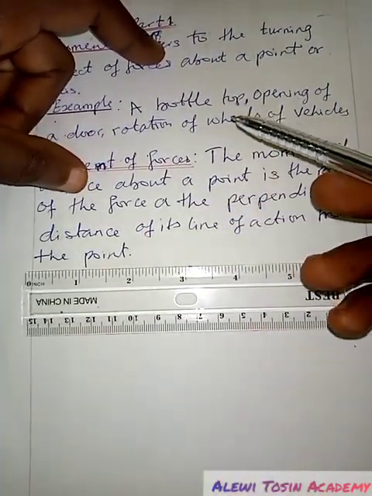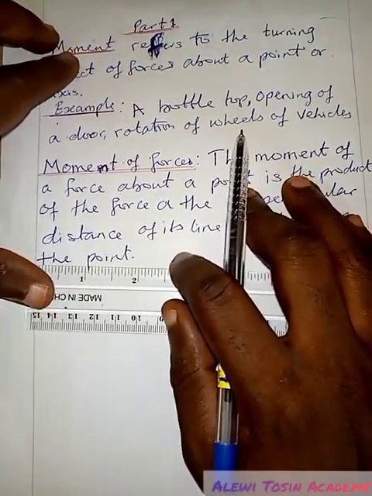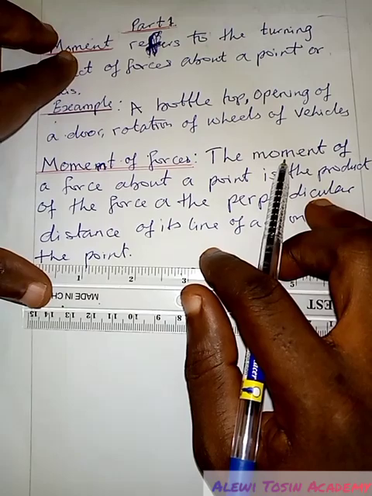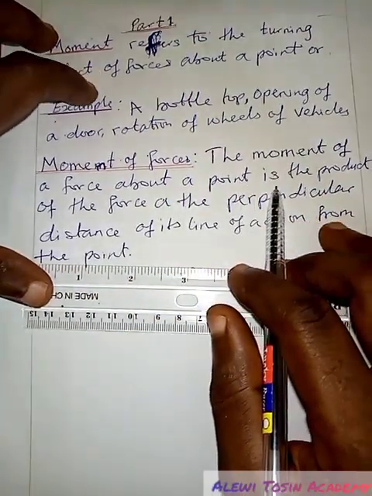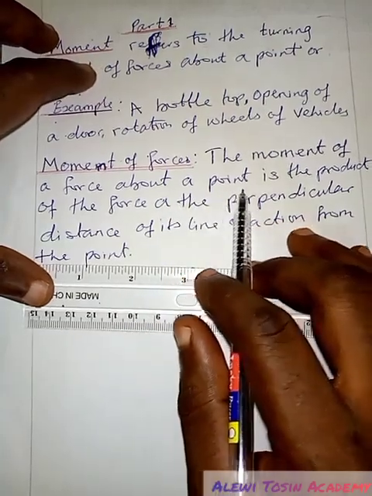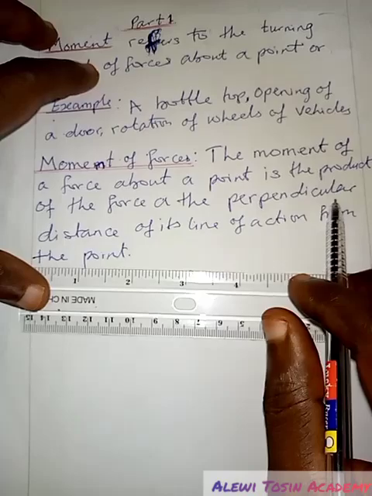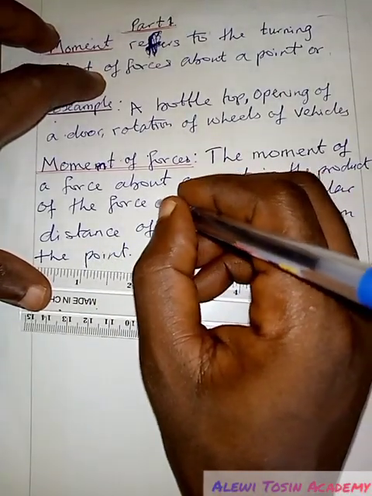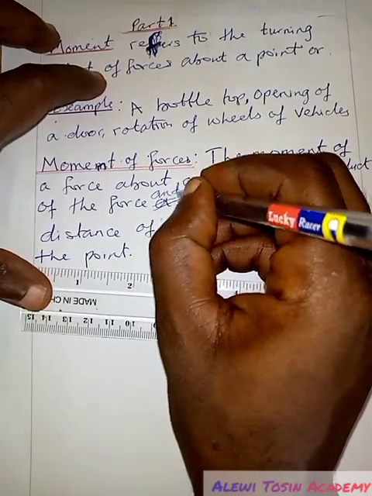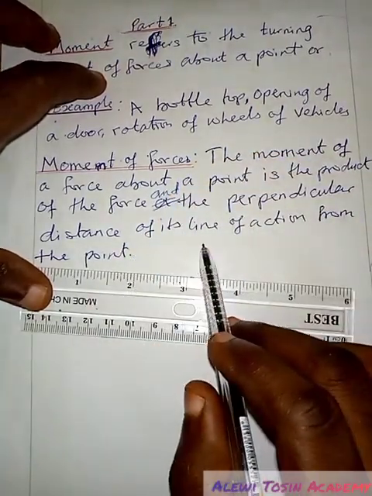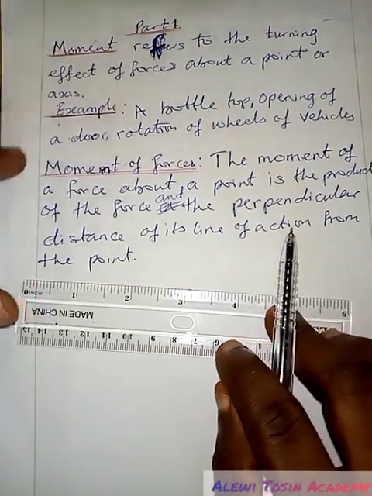So we say those are examples of moments. Now, moment of forces. Moment of forces about a point refers to the product of the force and the perpendicular distance of its line of action from the point. Now, what are we saying there?